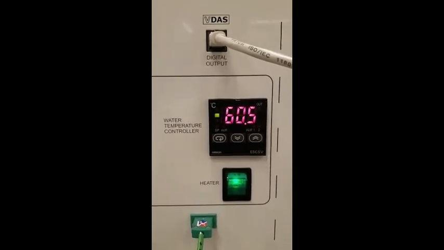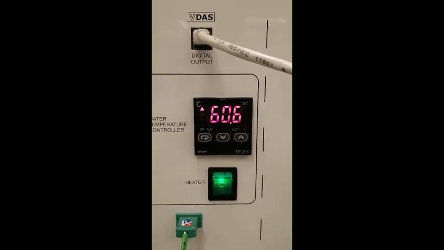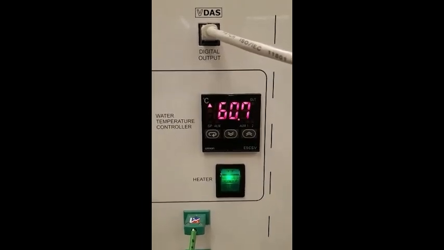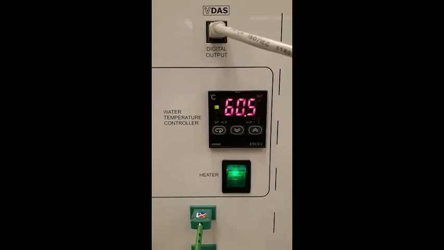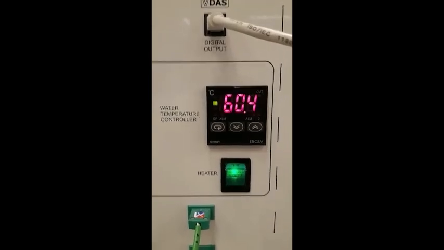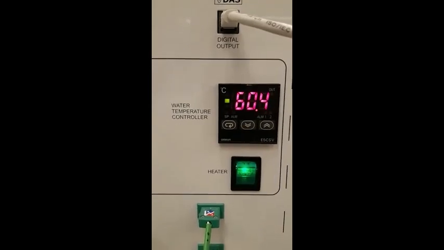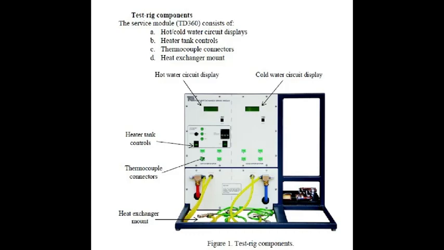We have to wait until 60. As you see, this is the green light and the temperature is at 60. So in the same way, we'll take the data for the hot side and cooling side. We will take the data and all the data we will provide.